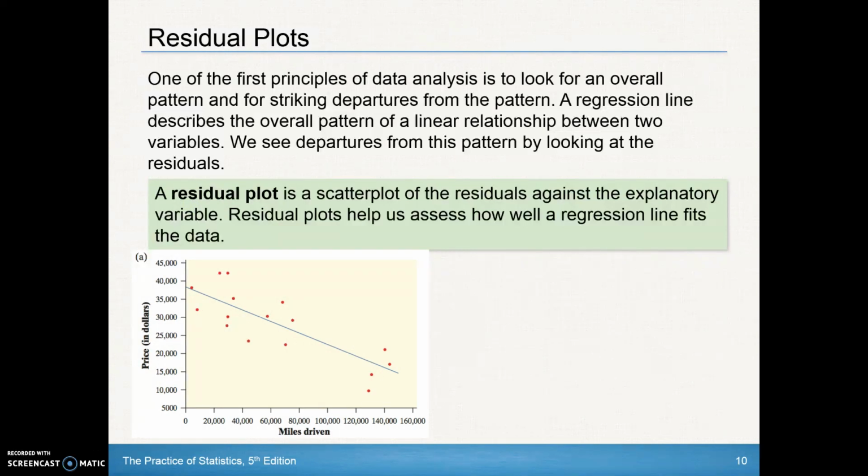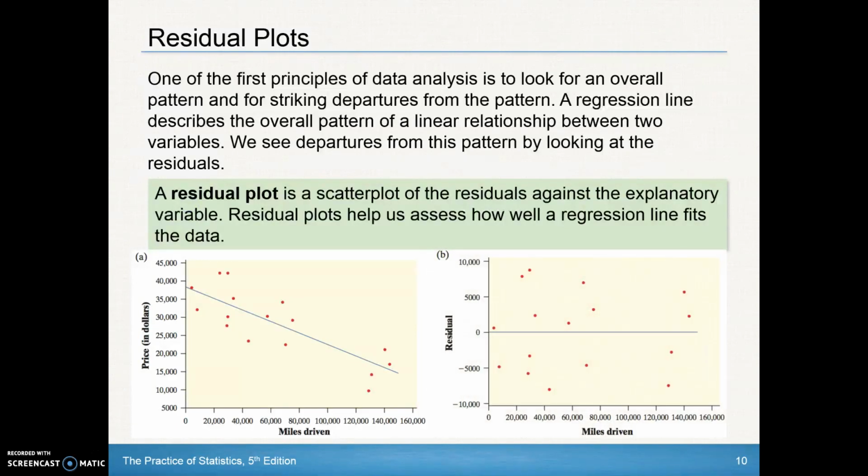So here's some data that we have from earlier, the miles driven for that Ford F-150 and the price. A residual plot is a scatter plot of the residuals against the explanatory variable. So our explanatory variable is still the same here, but now we're plotting the miles driven versus the residuals, instead of the miles driven versus the price.